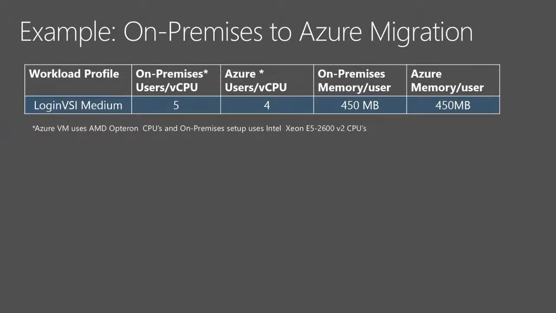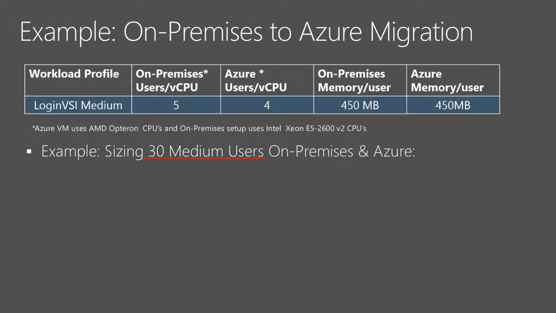Now, it turns out, we were curious about why that was, and we traced it back. The test we ran on-prem was using Intel E5 2600s, and it turns out we were running this test in central U.S., which uses AMD Opterons. And if you go look at the spec marks for those processors, it's about 20% lower performance. So it exactly matched what we saw.